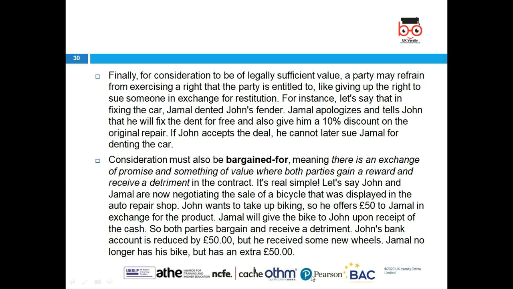Okay. So he offered £50 to Jamal in exchange for the product. Jamal gave the bike to John on receipt of the money. So both parties are bargaining. John's bank account reduced by 50, but he receives some new wheels. So it's accepted. It's a deal.